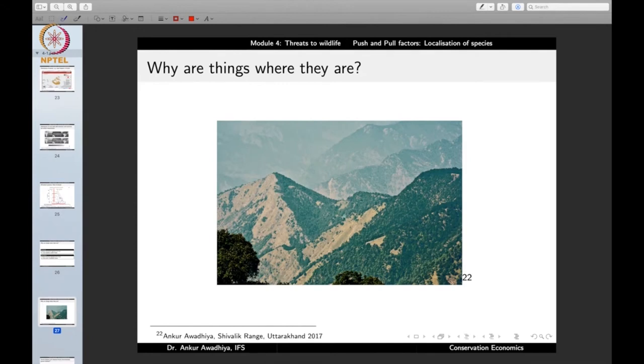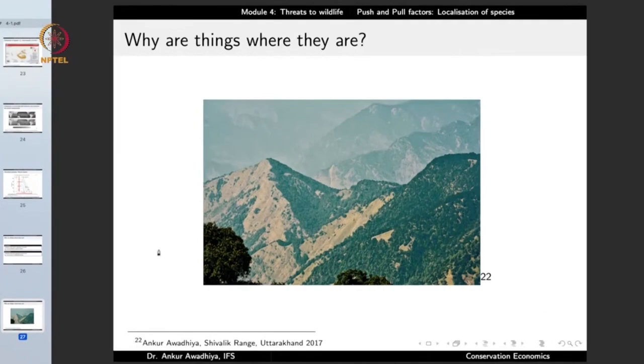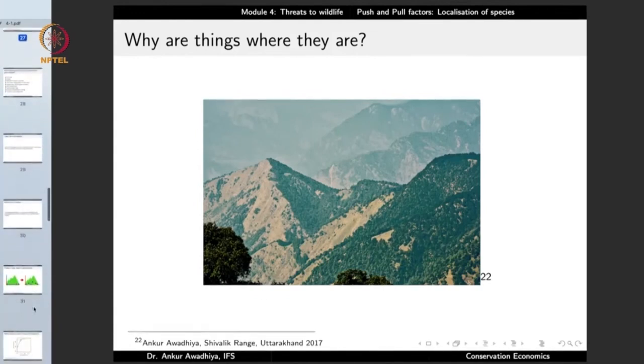On the other hand, if you consider this region, then the slope is much lesser as compared to this region. And because of that, the soil is able to remain in this location. And when you have soil, and also you have more amount of moisture because this is not the south facing aspect of this hill, you have sufficient moisture, and these are acting as pull factors for these plants to thrive in this region. So there are push and pull factors that can help us understand why certain organisms are found in certain areas and not in other areas.